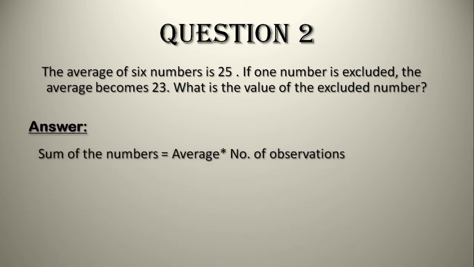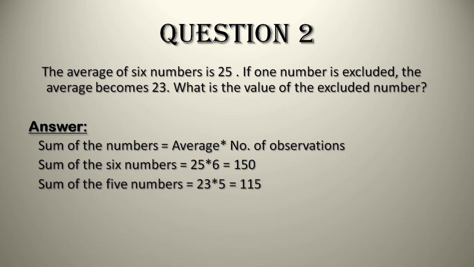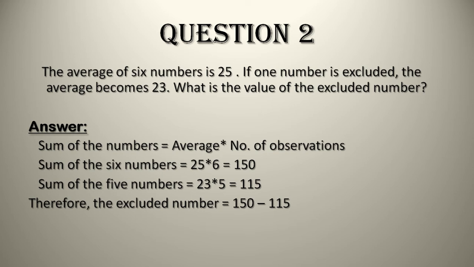So, to solve this problem, we'll use the formula sum of the numbers is equal to average into number of observations. Sum of the 6 numbers is equal to 25 into 6, which is equal to 150. Similarly, sum of the 5 numbers is equal to 23 into 5, which gives us 115. Therefore, the excluded number would be the difference between the two, that is 150 minus 115, which gives us 35.